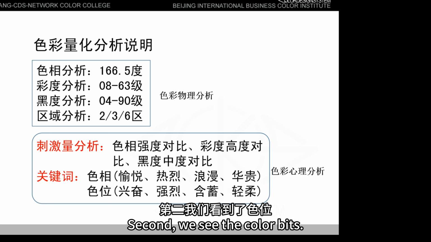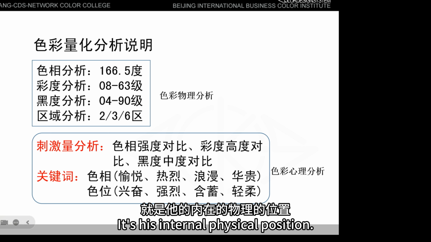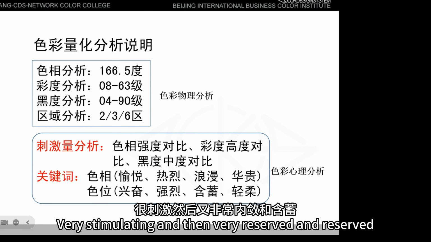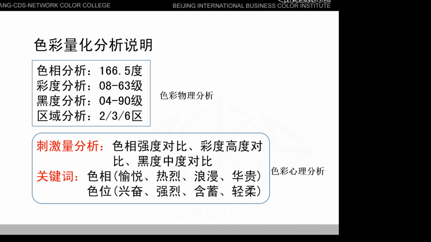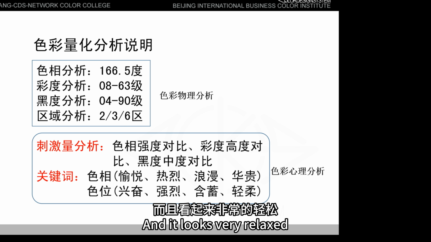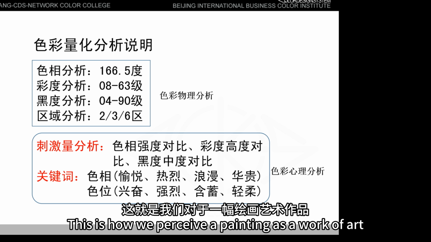Second, we see the color bits. It's his internal physical position. Is it very exciting, very stimulating, and then very reserved? Because he has color constraints, and it looks very relaxed. This is how we perceive a painting as a work of art.